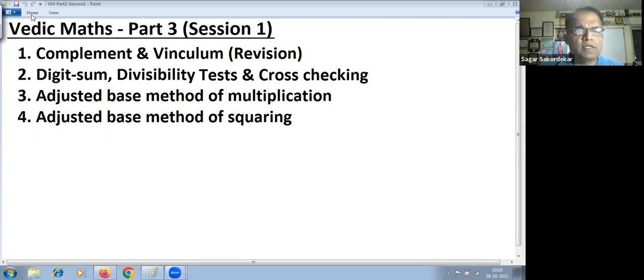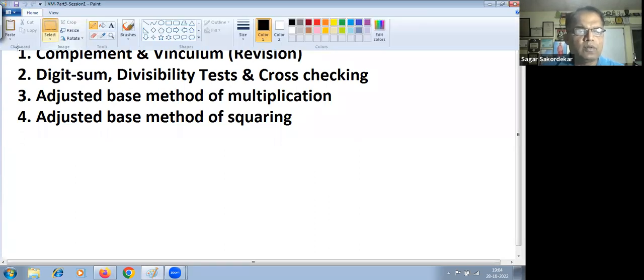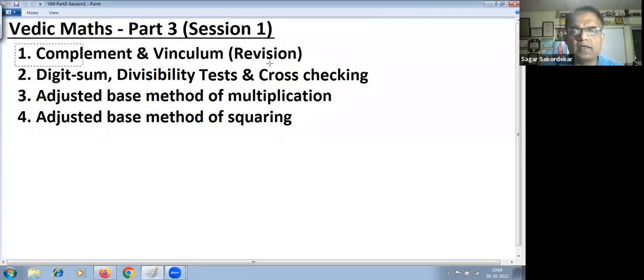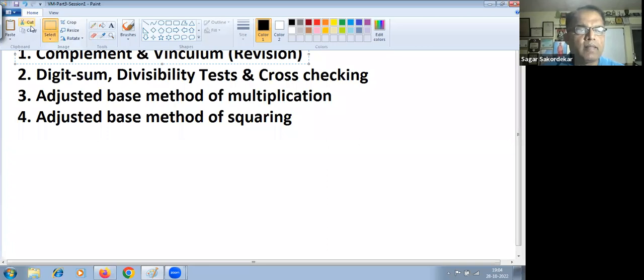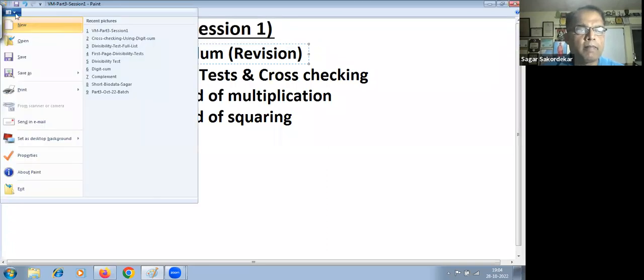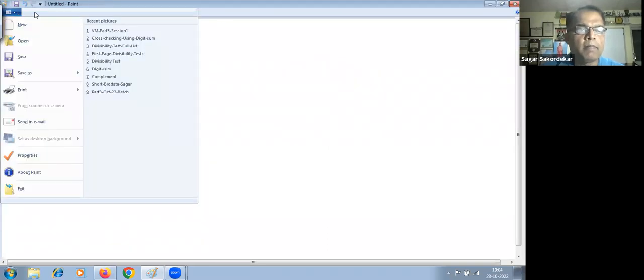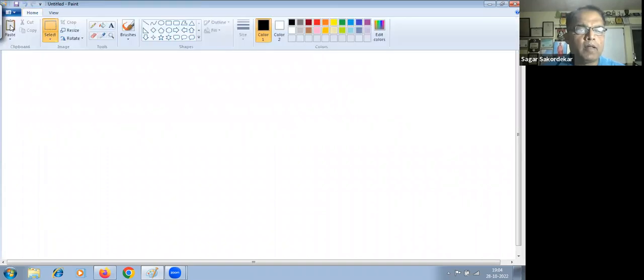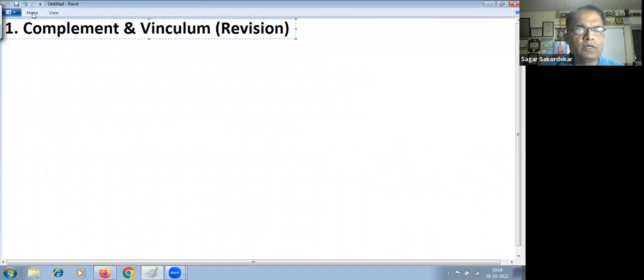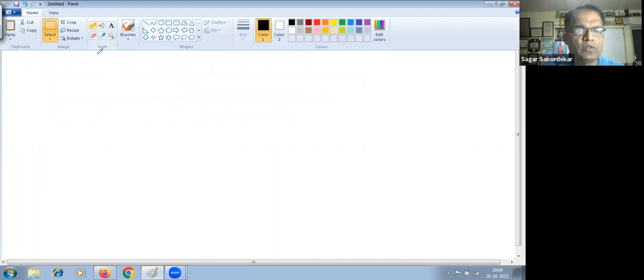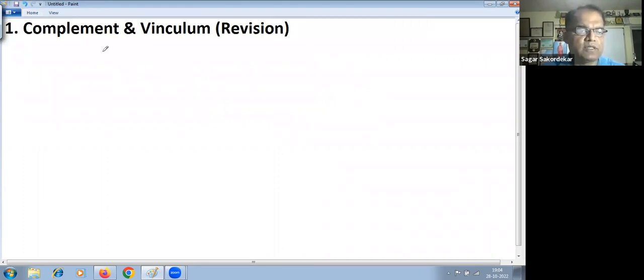The first topic is basically revision because we have done it in Part 2. So let's just revise it quickly. If you answer quickly, then we can move to the next topic. All of you know the definition of complement. Two numbers are said to be complements of each other if they add to the next nearest base.